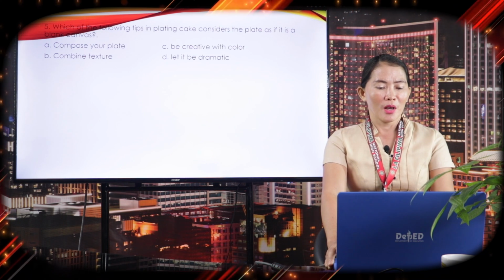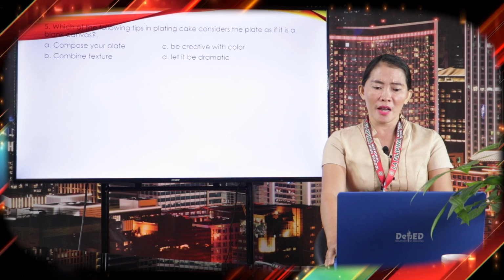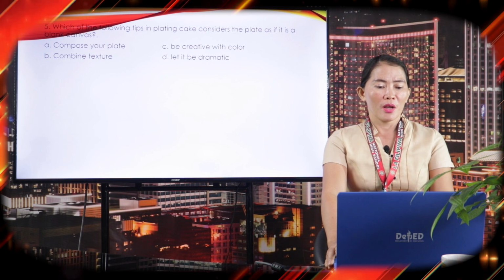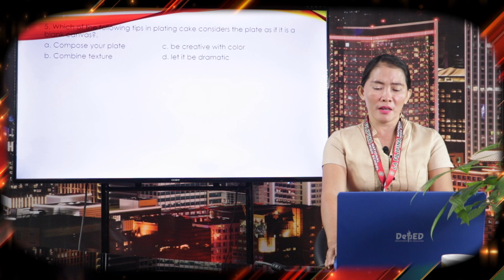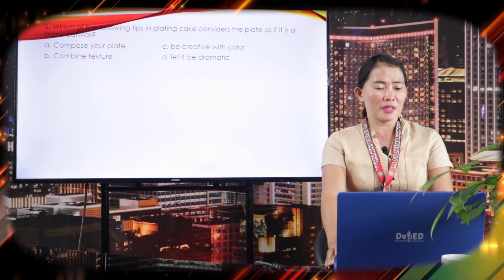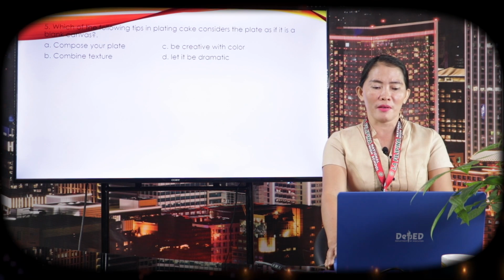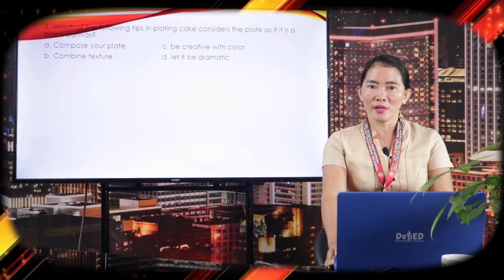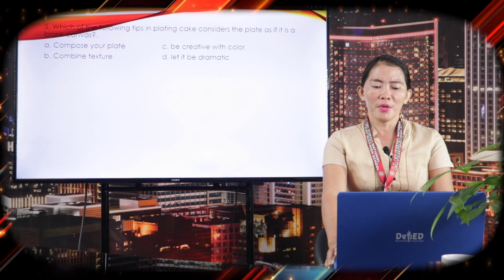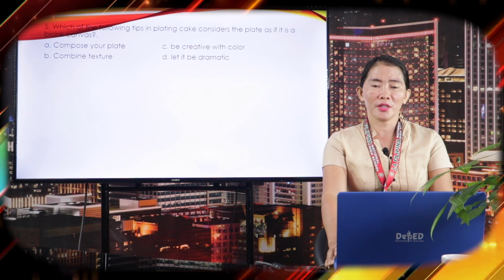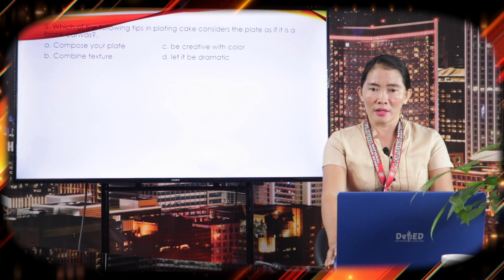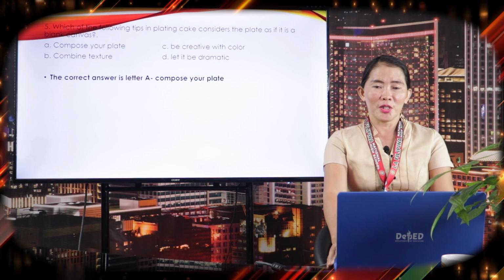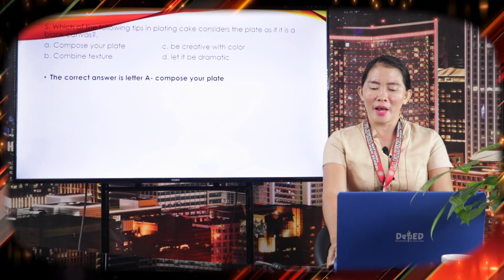Number 5. Which of the following tips in plating cake considers the plate as if it is a blank canvas? Letter A, compose your plate. B, combine texture. Letter C, be creative with color. And letter D, let it be dramatic. The correct answer is letter A, compose your plate.